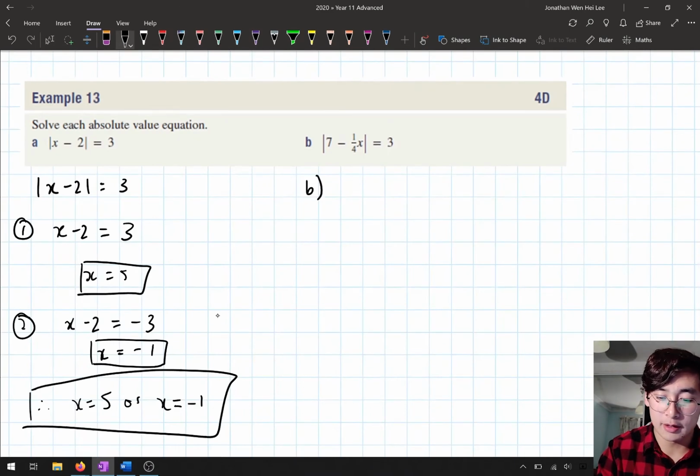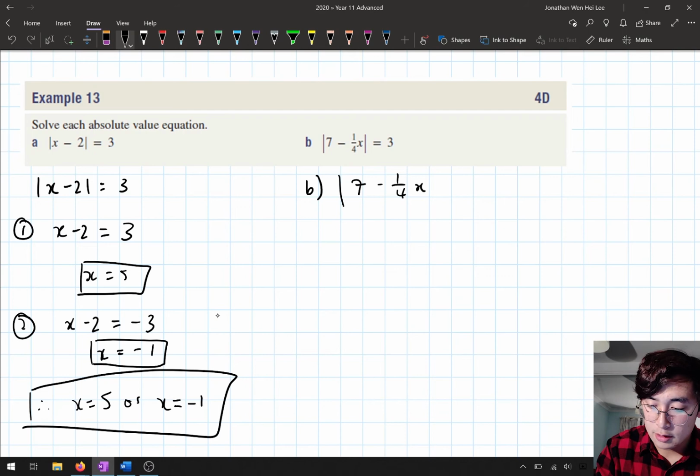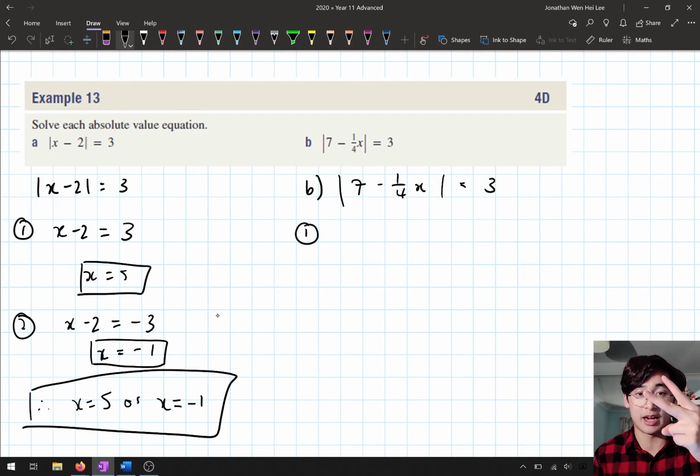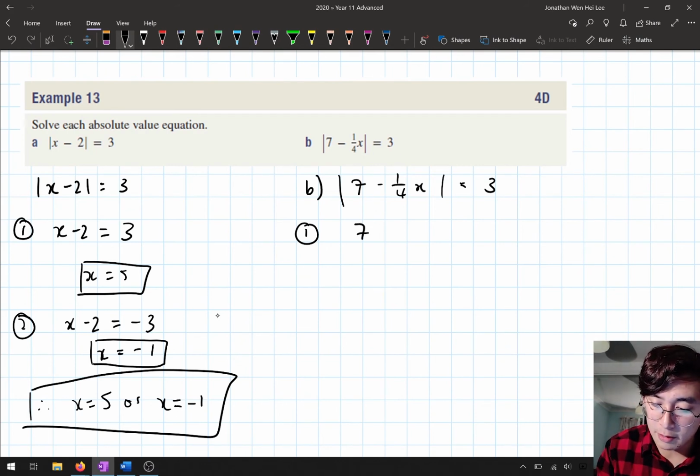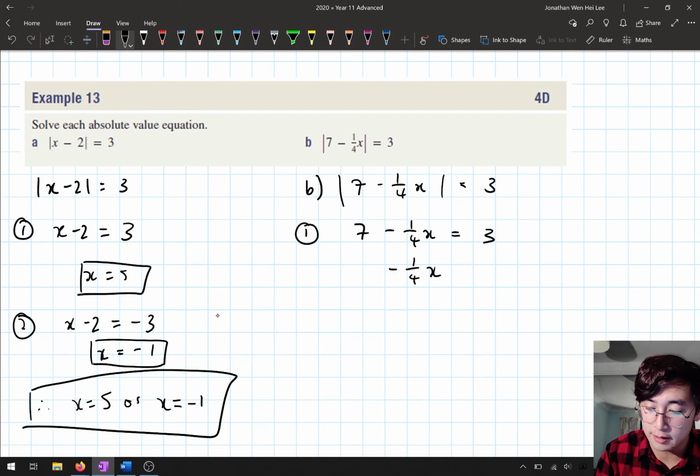Okay, question B. I've got the absolute value of 7 minus 1 over 4x is equal to 3. And so 3 is a positive number, so I'm going to have to consider those two cases. Firstly, when 7 minus 1 over 4x is equal to 3, I'm going to move that 7 to the other side, so negative 1 over 4x is equal to minus 4, and so x is equal to 16.